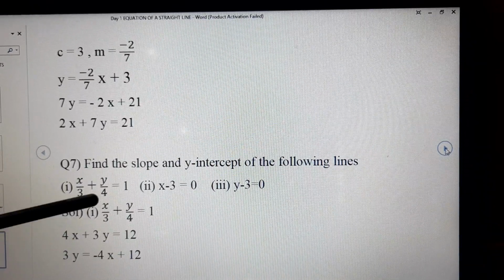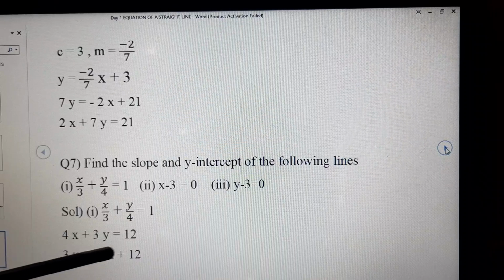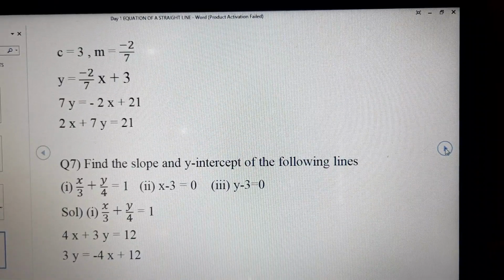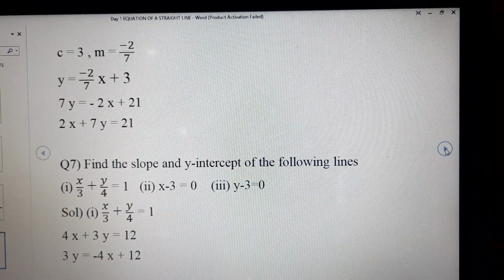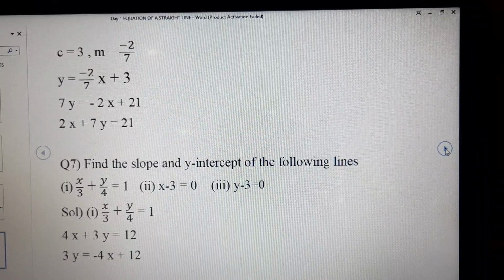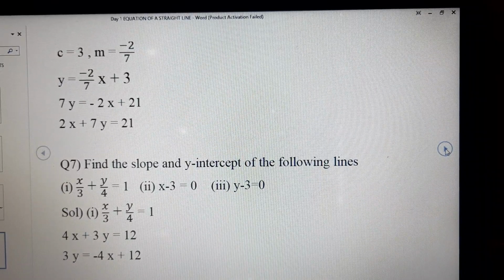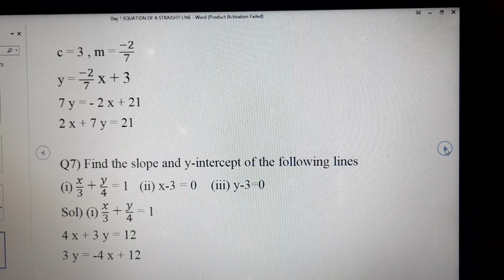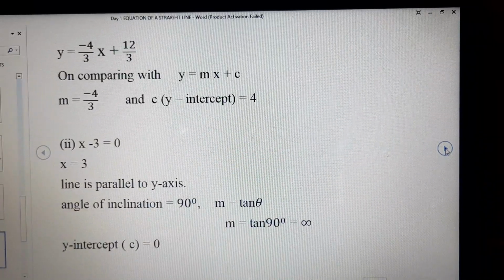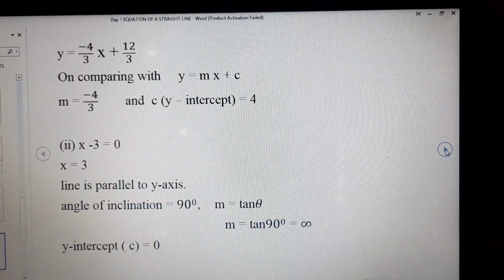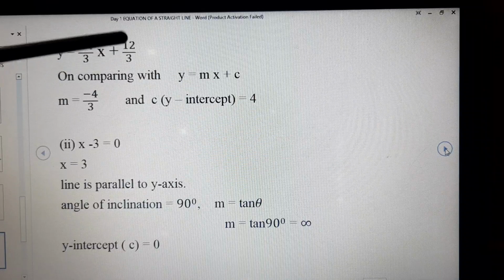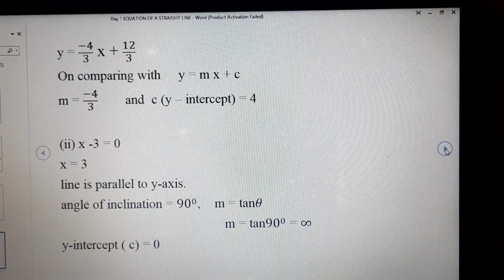So first of all, we'll take the LCM. It will become 4x plus 3y is equal to 12. We need y is equal to mx plus c, so we'll transfer everything to the other side. We'll keep y separately. So 3y is equal to minus 4x plus 12. The 3 will also be transferred. So it becomes minus 4 upon 3 x plus 12 upon 3, which becomes 4.